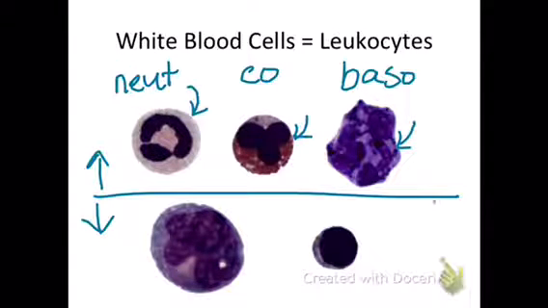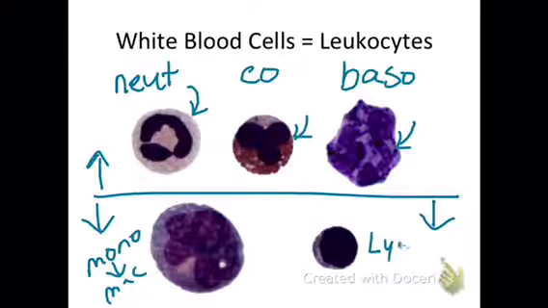In the mononuclear forms, there's the monocytes, which, when they enter tissues, become macrophages. And as well, we have lymphocytes, which are really small cells.